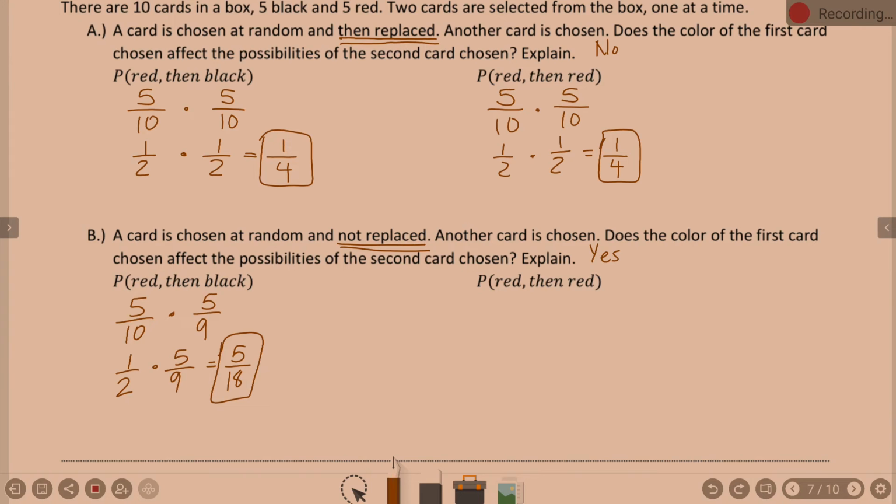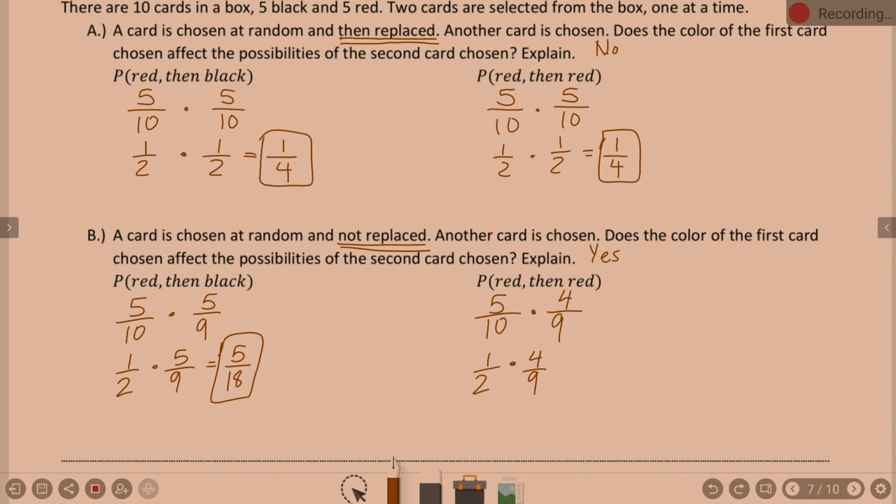Okay, what about probability of red then red? Probability of the first red? 5/10. Back to the beginning, 5/10. Probability of drawing a second red, 4/9, when the first red's not replaced. 4/9. So now instead of having 5 reds, I'm down to 4 reds. Instead of having 10 cards, I'm down to 9 cards. So if you want to reduce, 1/2 times 4 ninths.